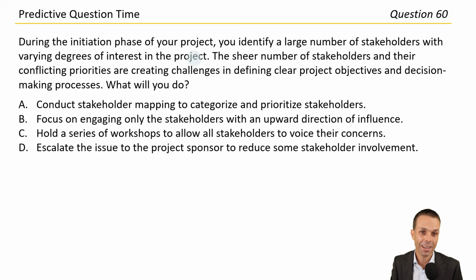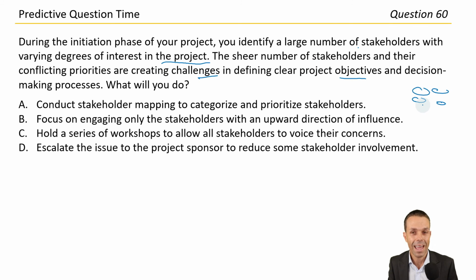During the initiation phase of your project, you identify a large number of stakeholders with varying degrees of interest in the project. The sheer number of stakeholders and their conflicting priorities are creating challenges in defining clear project objectives and decision-making processes. So lots of stakeholders, conflicting priorities. How do we put them together? How do we manage this as a project manager? What are we going to do?